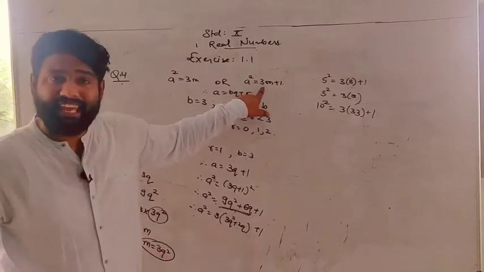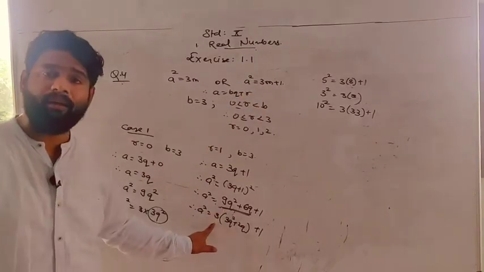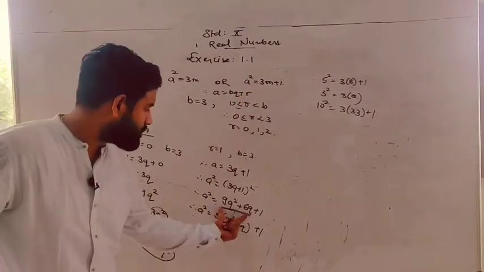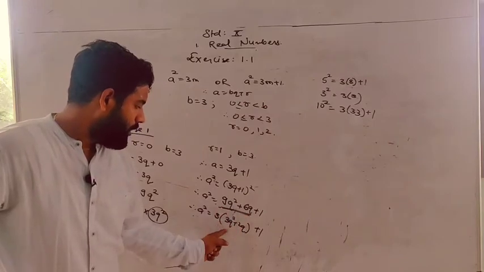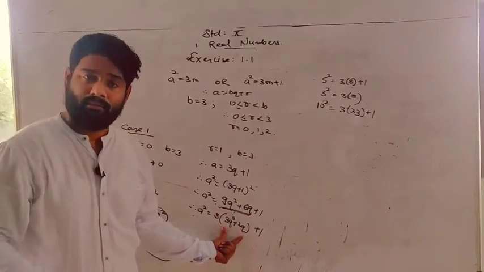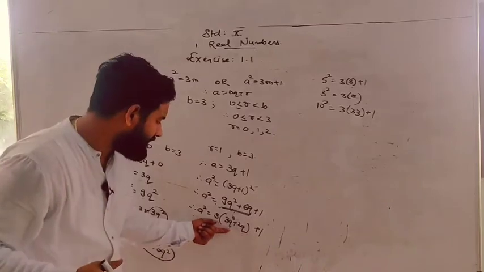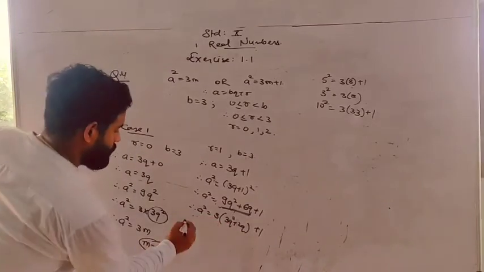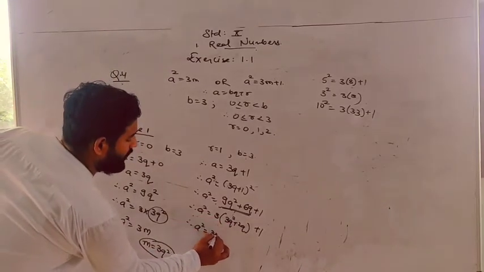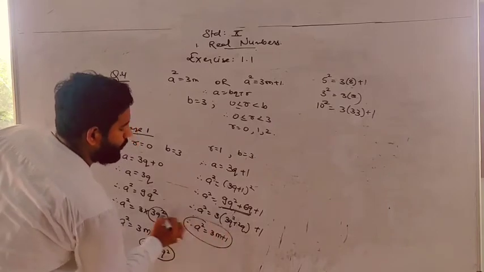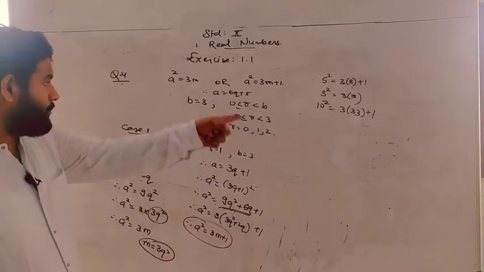See, I only want 3. I could have taken q also as common, but we want only 3. So from these two, I took 3 common. Again, this can be anything. I will represent this entire answer with m. So it will become a square equal to 3m plus 1. Okay. Right.